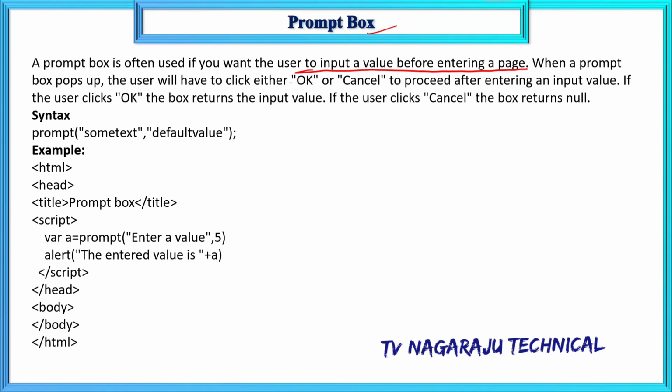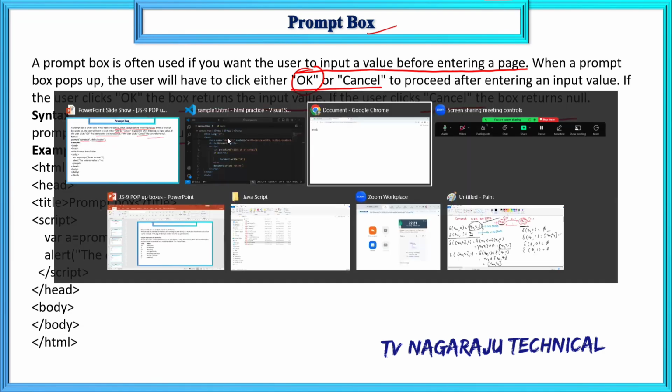Whenever the prompt box appears, the user has two options, either OK or cancel. If you click on OK, the user is allowed to enter some value and the box returns the value. If you click on cancel, the box returns null. What is the syntax? Prompt, you are writing some text followed by some value. I will show you practically.